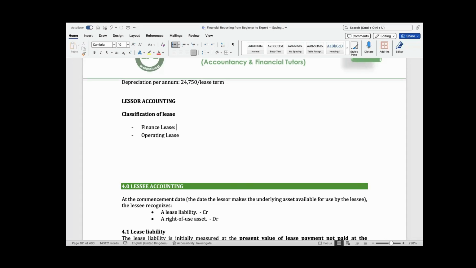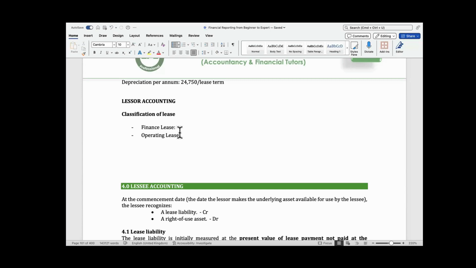By my understanding, just in a layman's understanding, let me put it that way. Finance is when the lessee takes full responsibility of the assets, maintenance, yeah, but operating, no, sir. I think that's all I know. Good attempt. But no, that's not it.